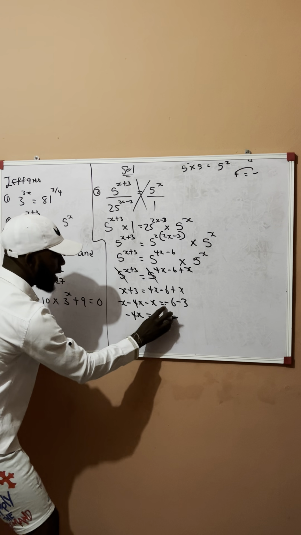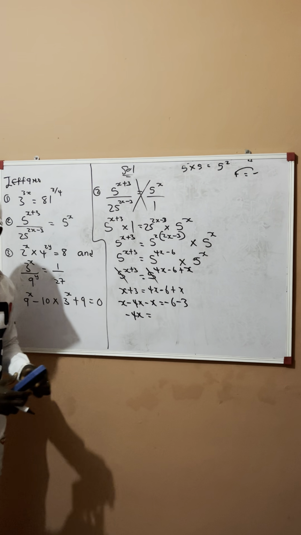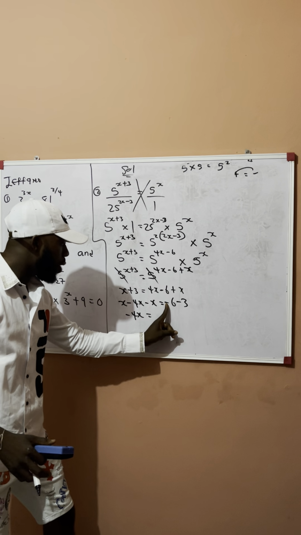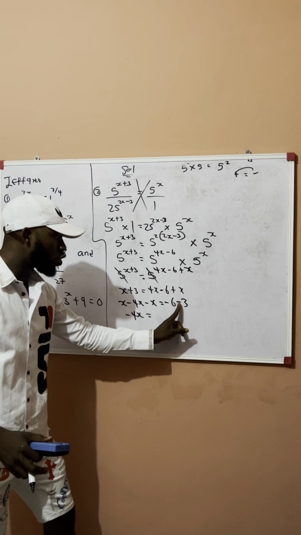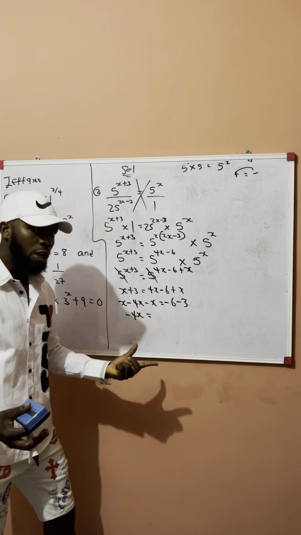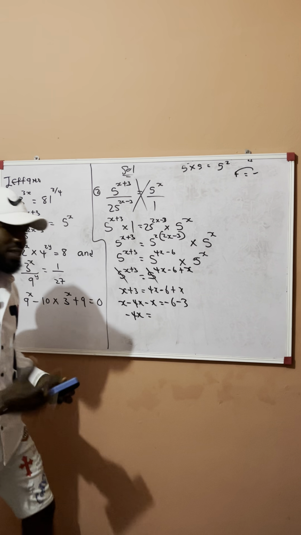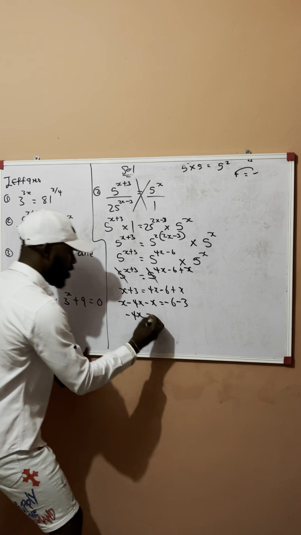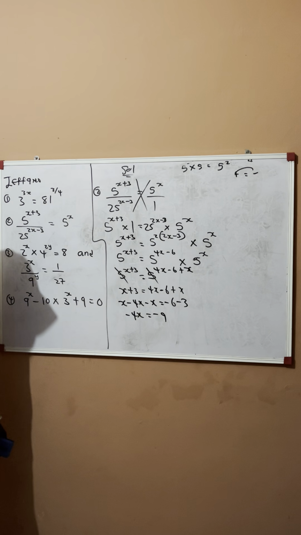Now, minus 6 minus 3. Remember I explained in my last slide that the word minus means you are owing. Now, when you are owing 6 and you are also owing 3, how much are you owing? 9. Now, what sign shows you are owing? Negative. So it means minus 6 minus 3 is minus 9.